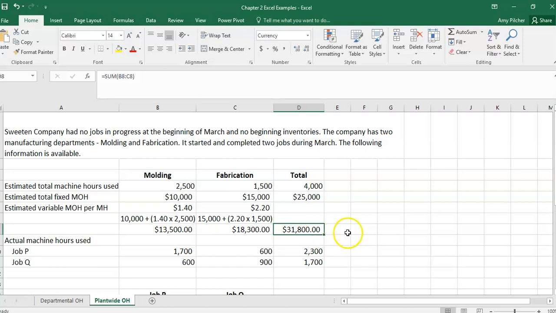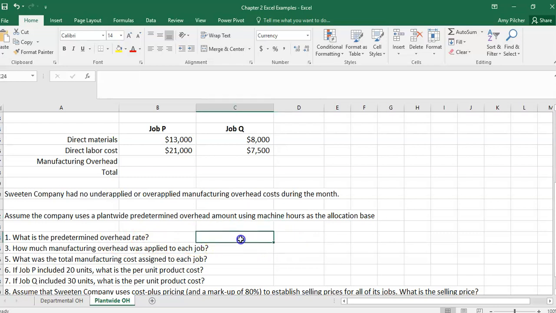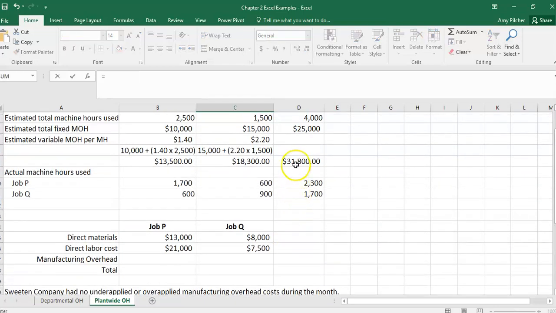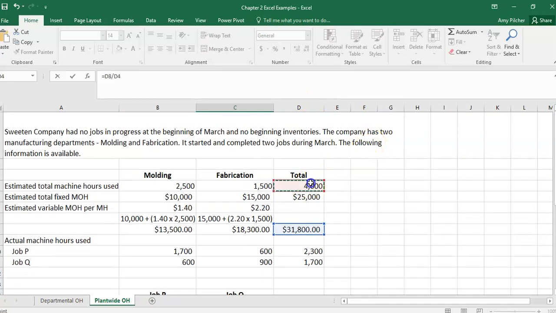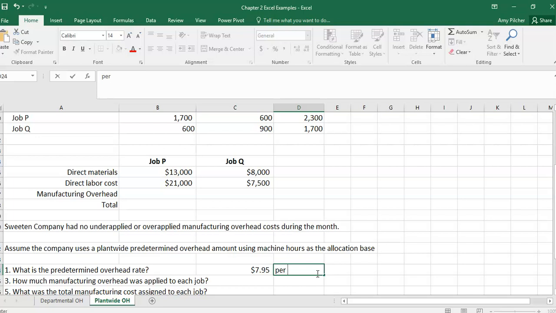To get our predetermined overhead rate, we take our total costs, 31,800, divided by the total number of estimated machine hours, or 4,000. So our rate is $7.95 per machine hour. That's our predetermined overhead rate.